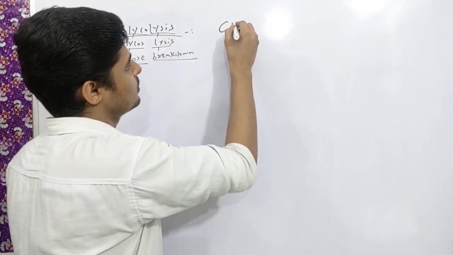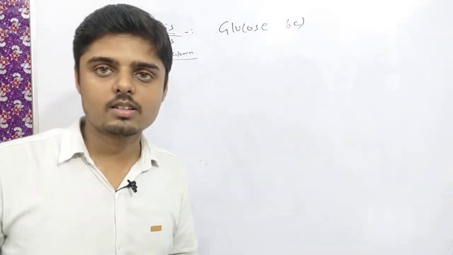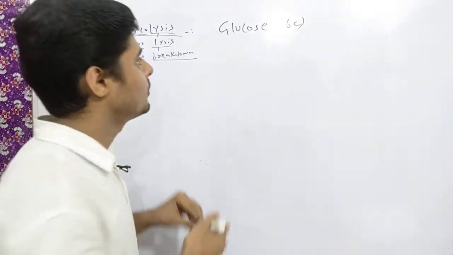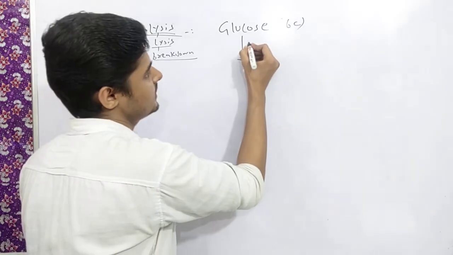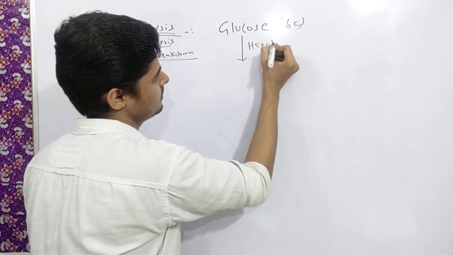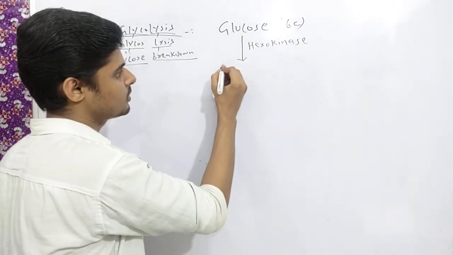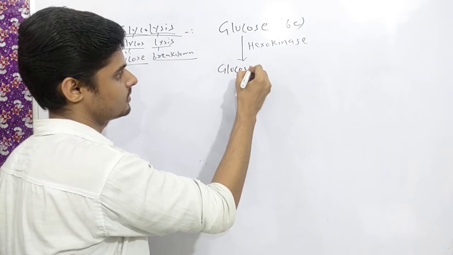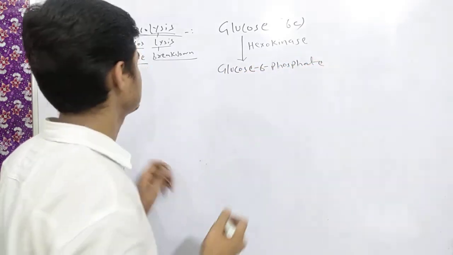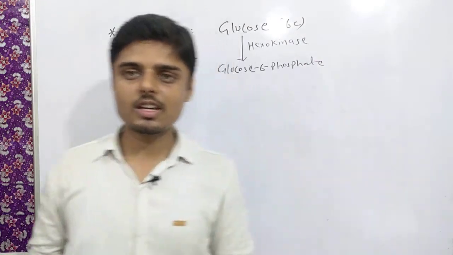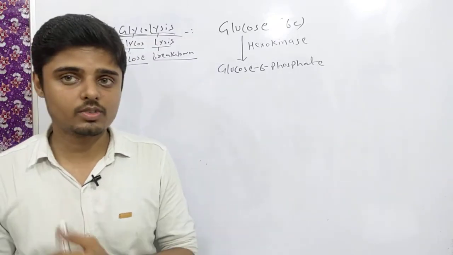Firstly, glucose, which is a 6-carbon molecule, is taken to the cytoplasm, where an enzyme called hexokinase works on it. Hexokinase converts the glucose into glucose 6-phosphate. Actually, glycolysis is a 10-step process. In these 10 steps, glucose breaks into pyruvic acid.